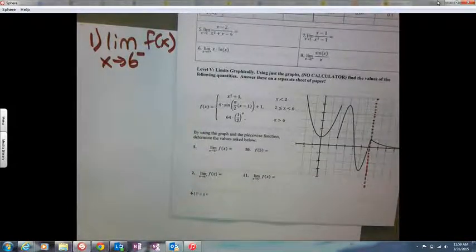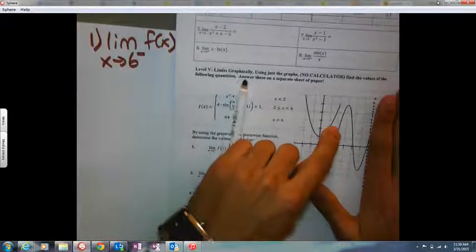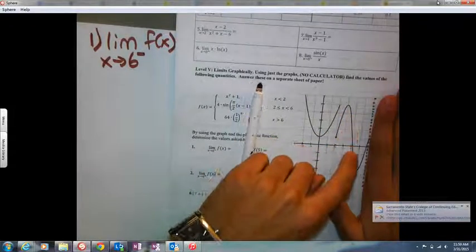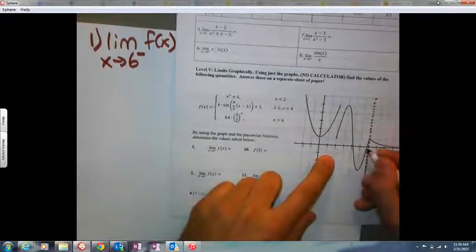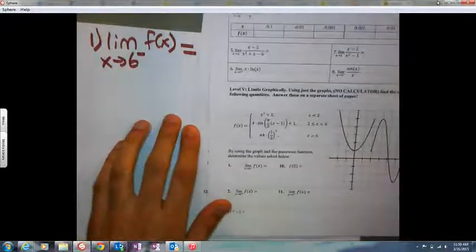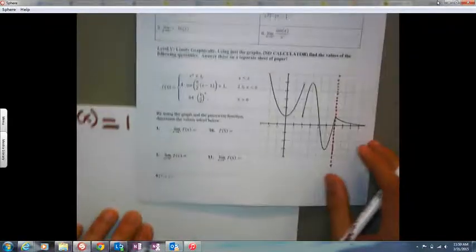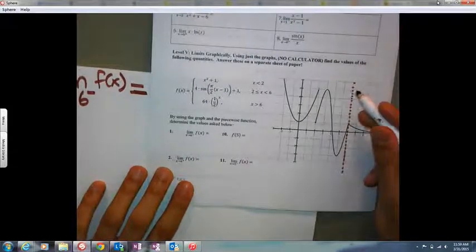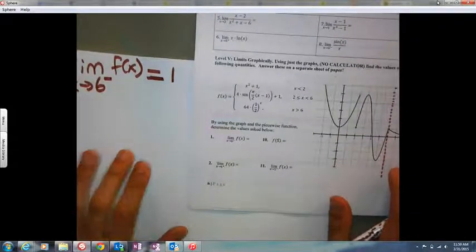We want to know, as we approach from the left, what happens. Start on the left, keep on going, getting closer and closer to the wall without touching it. The y values over here are getting bigger and bigger and approaching 1. It never touches 1, that does not matter, because we don't care what happens at the wall. All we care about is what is happening as I get closer to this wall. So the answer on this one is 1. Questions?